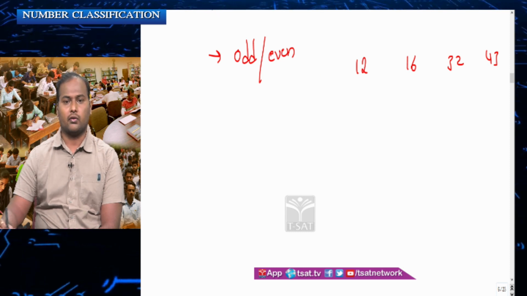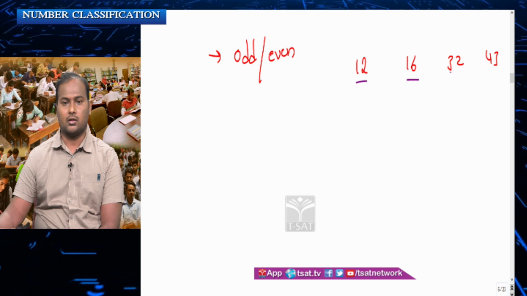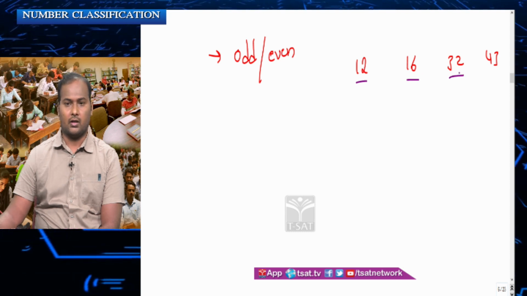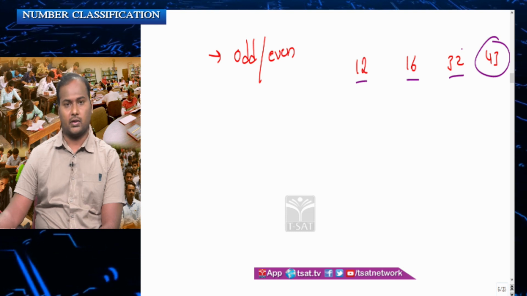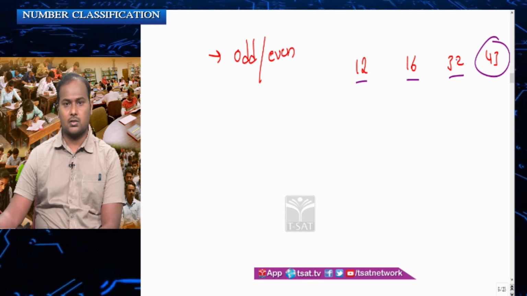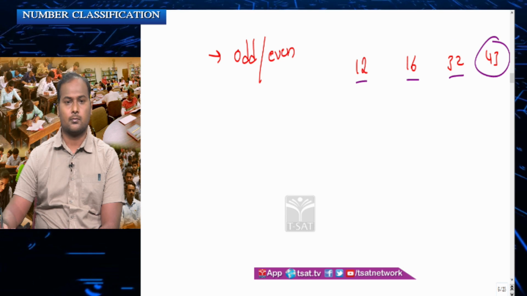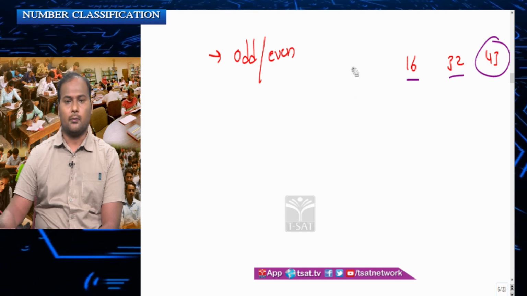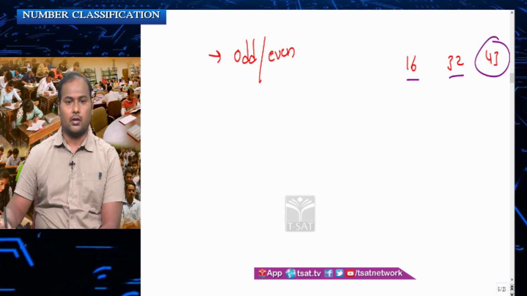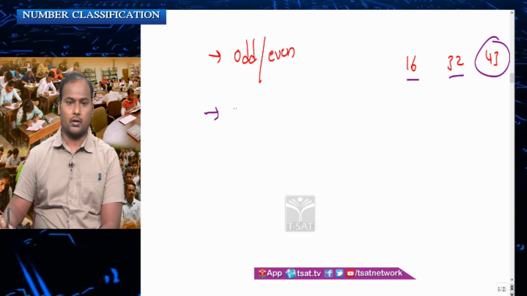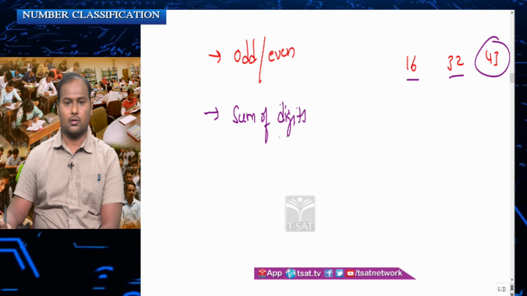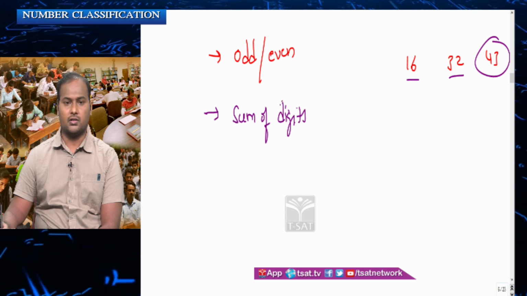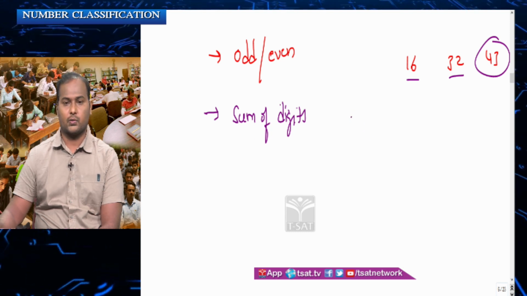The moment you see this, we know 12, 16 and 32 are even numbers and 43 will be an odd number. So you can expect a question based on even numbers and odd numbers as well. And the next very important area we need to focus on is sum of digits. This is very important. We can expect questions based on sum of digits. Let's see what type of questions we can expect.